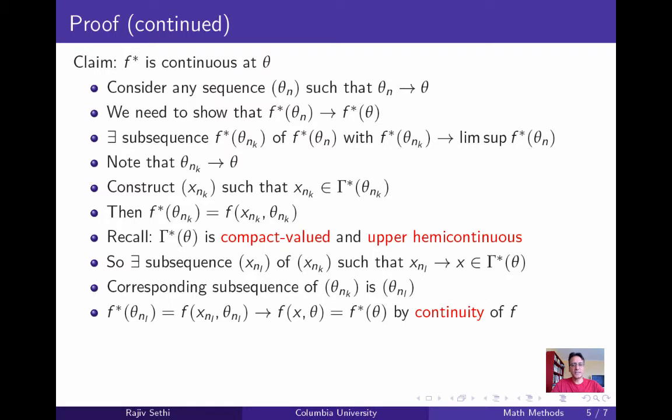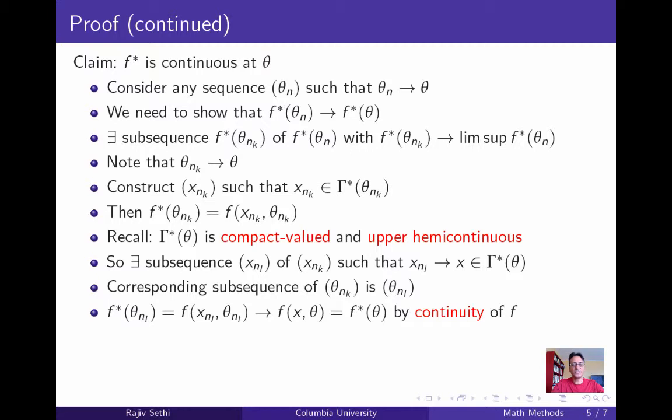Now since xnl converges to x and theta nl converges to theta, the sequence of ordered pairs xnl theta nl converges to the ordered pair x theta. And since f is a continuous function, the sequence of images f of xnl theta nl must converge to the image of x theta under f. Now since x is an optimal action when the parameter is theta, f of x theta is equal to f star of theta. And furthermore, since xnl is optimal when the parameter is theta nl, the image f of xnl theta nl is equal to f star of theta nl. It's the highest payoff you can attain when the parameter is theta nl. So what we've shown is that the sequence of images f star of theta nl converges to f star of theta. Now recall that the sequence of images f star of theta nl must converge to the lim sup of f star of theta n.